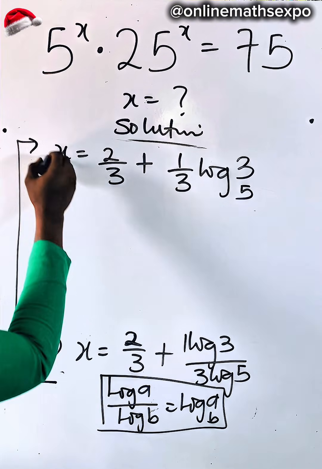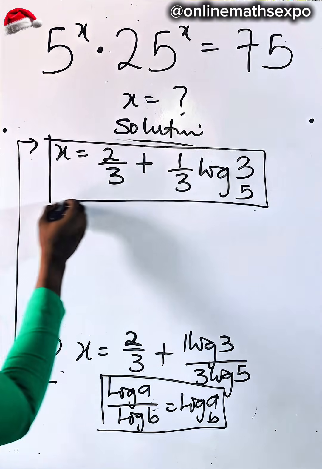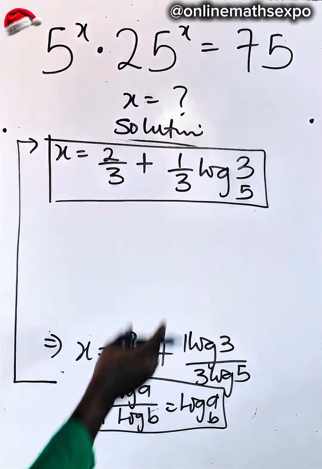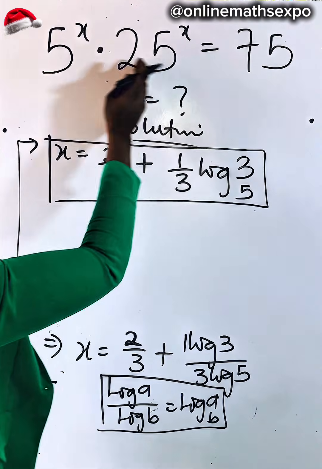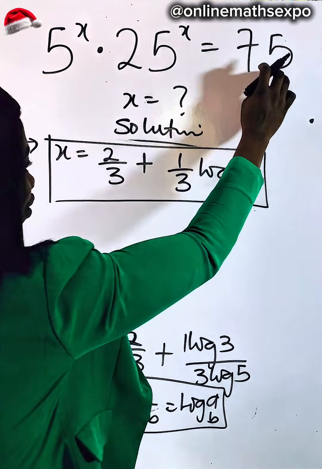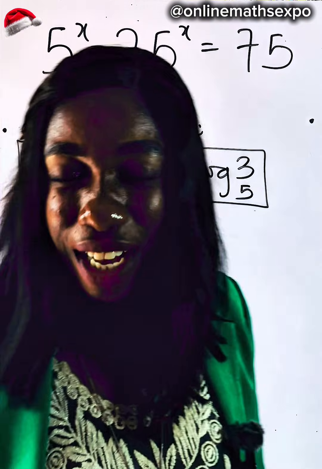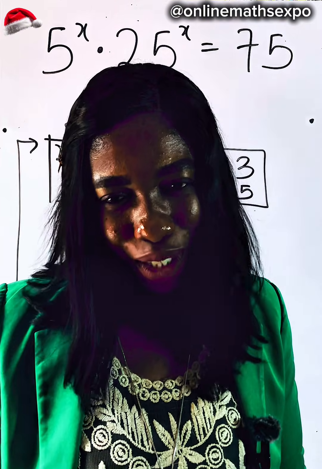So this gives us the value of x. Now we are going to plug this x value we got into the left side of the equation to see if it gives us back 75. And that is the most interesting part I wouldn't want you to miss.